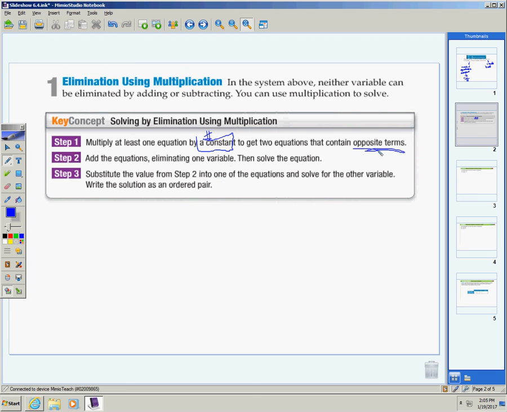Once we get that, you add the equations. Notice that's exactly like what we did last time, eliminating one variable. You solve, and then you substitute back in. So the only new thing is this first step. You're going to have to multiply one or both of the equations by some number. And you don't have to multiply both equations by the same number. You can multiply either equation by a number. Sometimes you just have to multiply each of them by a different number to get them to match up.